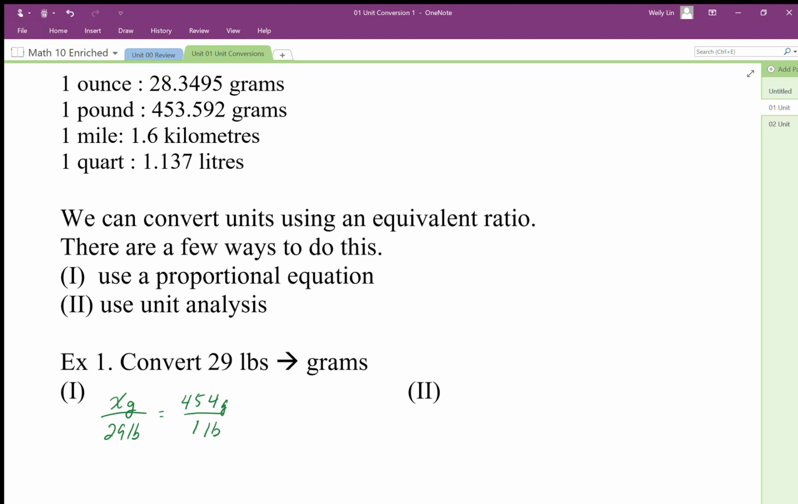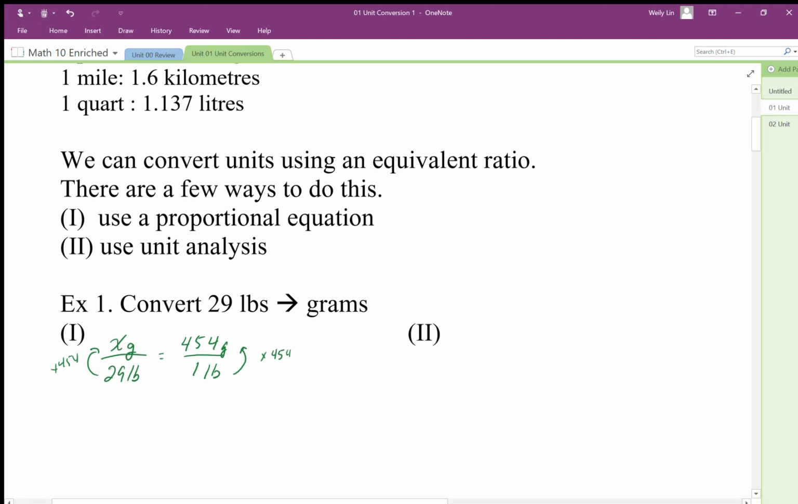So using a calculator here, we can use our multiplier. Essentially, we're going to go from bottom to top. Okay, we can say that this times by 454, so we're going to do the same thing here. So we're going to times by 454. Okay, so we go 29 pounds times 454, and that gives us 13,166 grams. Okay, so X is equal to 13,166 grams. So that's one way we can do it.